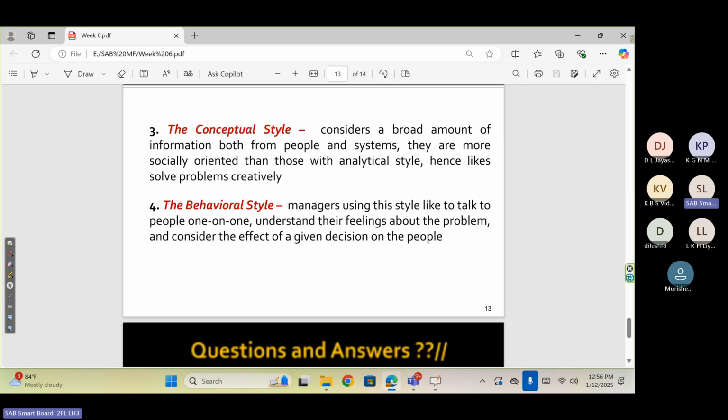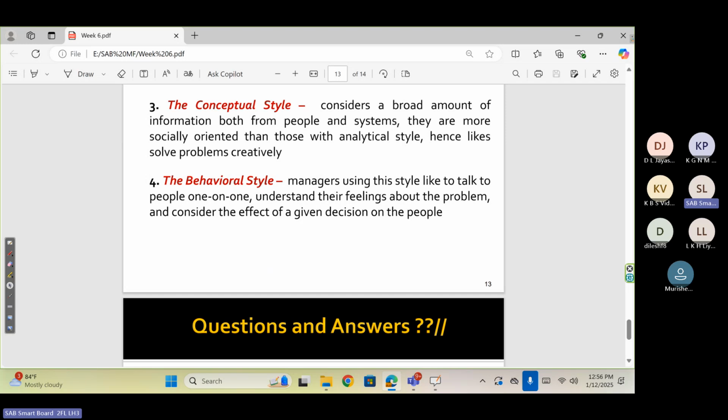Right. The last one is the behavioral decision-making style, where managers use this style to talk to people, one-to-one communication. That's the last one I mentioned there, right? It's a more behavioral approach, no? They can have direct contacts, focus group discussions, short interviews, or they can consider others' feelings. For that purpose, the decision maker should use more listening.